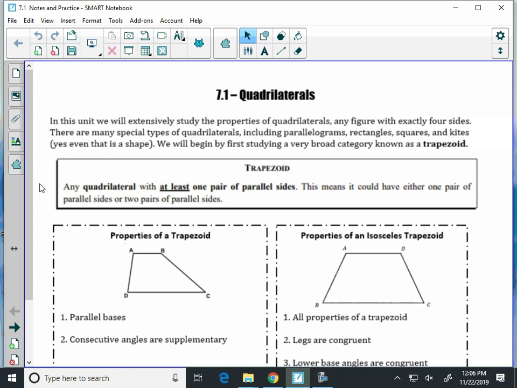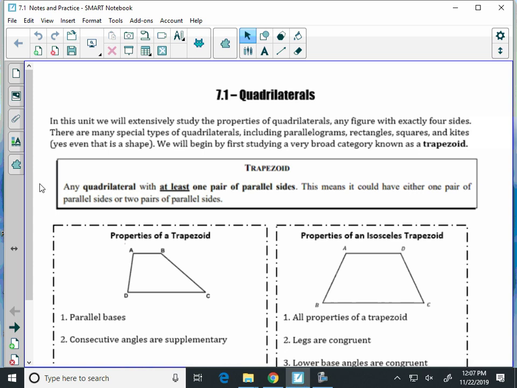Squares and kites. Yes, that is a shape. I know it's something you fly in the sky, but a kite is a quadrilateral and it looks like a kite. Okay? We will begin by first studying a very broad category known as the trapezoid.